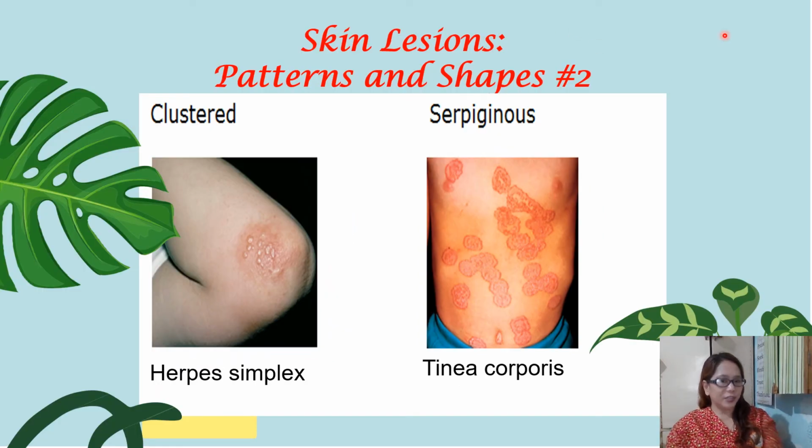So clustered. Okay, yung clustered naman, lesions are, as you can observe in the picture, in a group, diba? Isang group sila, okay? This picture is an example of herpes simplex. And another example of the pattern and shapes of the skin lesions is the serpiginous, from the word serpiginous.